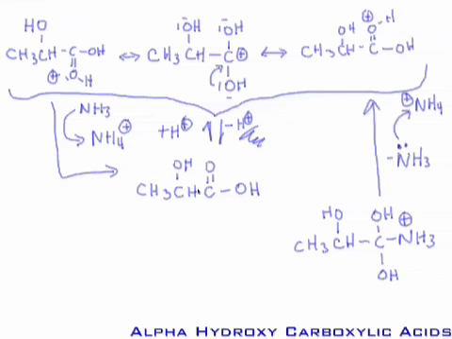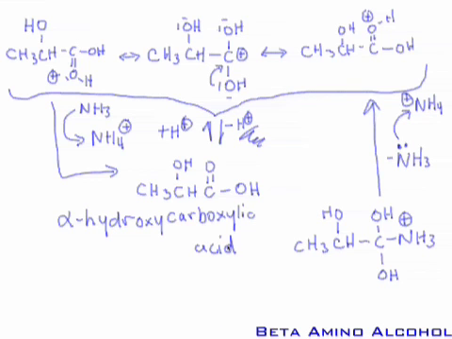Okay, so that's the synthesis or the reaction mechanism for the formation of an α-hydroxycarboxylic acid. All right. Now, why don't we take a look at the formation of the other species that can form from cyanohydrins, and that is the β-aminoalcohol, formation of the β-aminoalcohol.